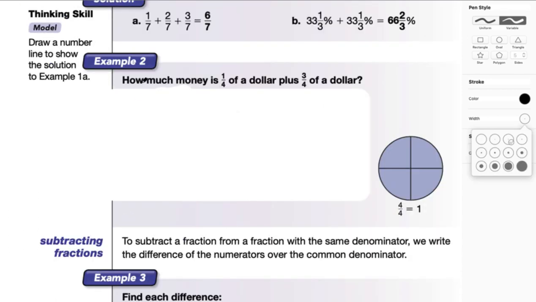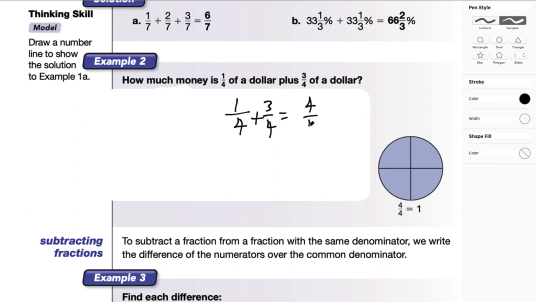Example 2 is asking us how much money is 1/4 of a dollar plus 3/4 of a dollar. We know that 1/4 plus 3/4 is going to give us 4/4, which is 1 whole. So in this case, the answer is 1 whole dollar.